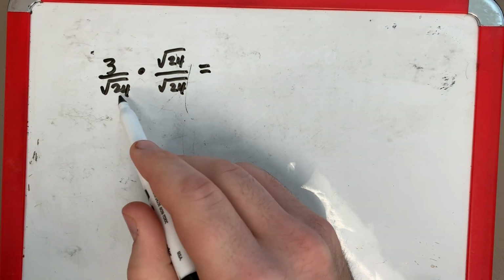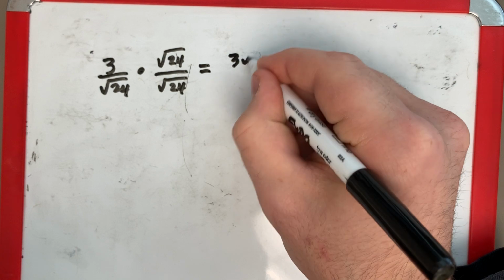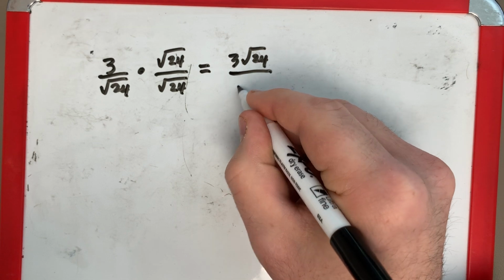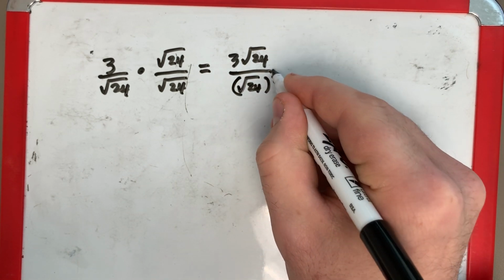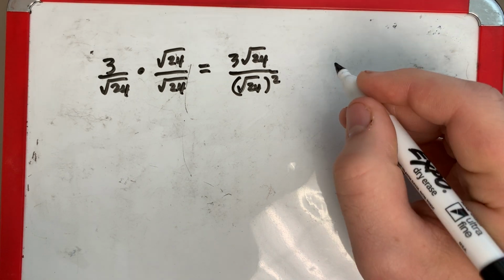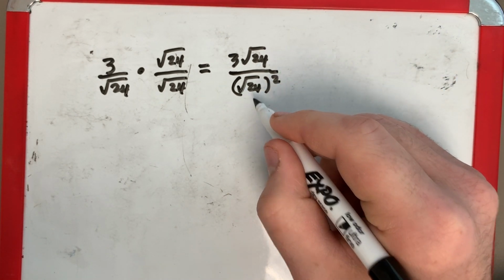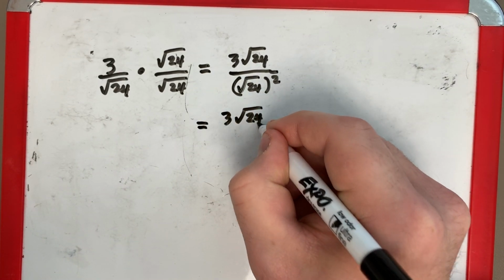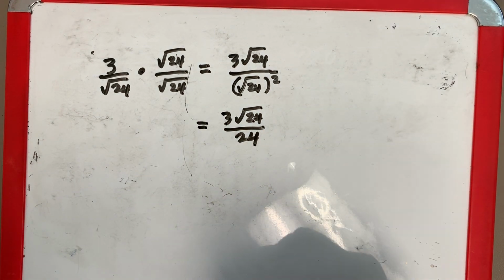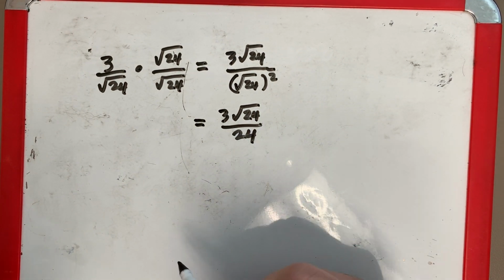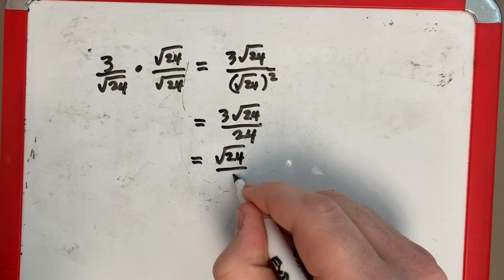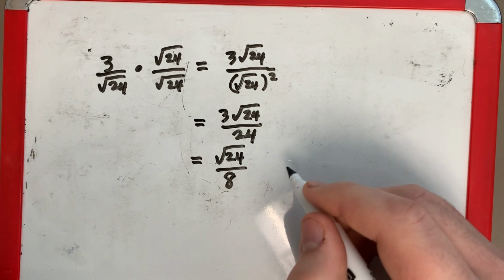All right. So combining this, I get 3 root 24 on the top, just how fractions work. And now I have square root of 24 in the denominator squared. All right, so I have a square root and a square of a number, so that gives us just 24 in the denominator. So we have 3 times root 24 over 24. That's really helpful because 3 divides 24. How many times? 8. So this leaves us with square root of 24 over 8. Right, so far so good.